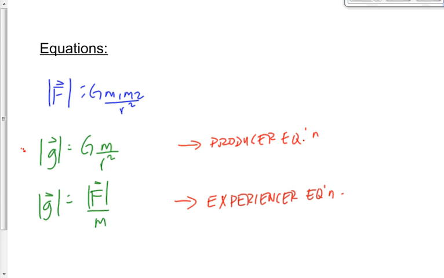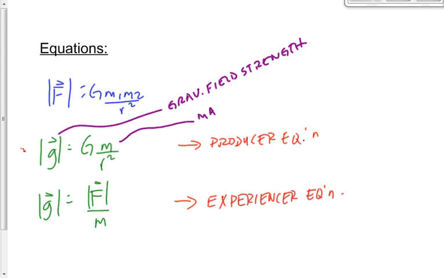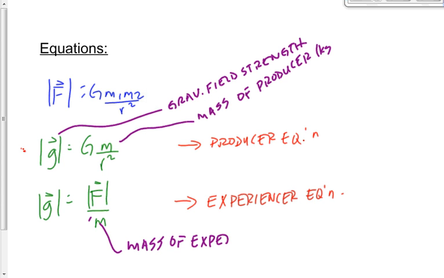Little g is the gravitational field strength. Big G is the constant, right? 6.67 times 10 to the minus 11. M, in this case, is a mass, right? Mass of what? The mass of the producer, the mass of the Earth in the diagram that we had on the previous page, as opposed to m down here, which would also be a mass, but the mass of the experiencer. So the mass of the Earth in the middle equation, the mass of the ball in the bottom equation.